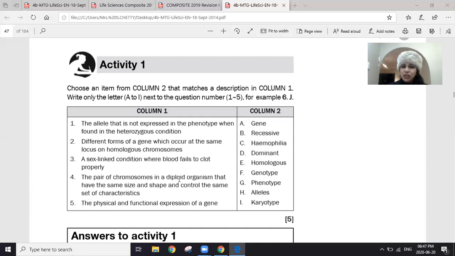A pair of chromosomes in a diploid organism that have the same size and shape and control the same set of characteristics. We mentioned them at the beginning of the lesson. Homologous. The physical and functional expression of a gene. Oh my God, my children. This is how they confuse children. Such difficult terms. However, physical, phenotype, PH. Phenotype, so the answer is G.